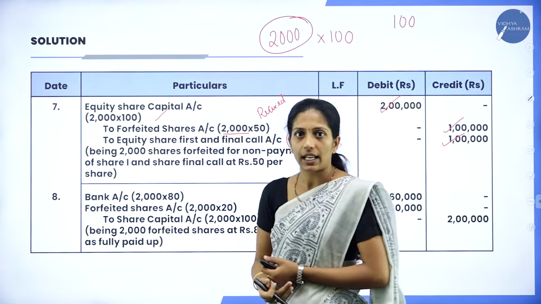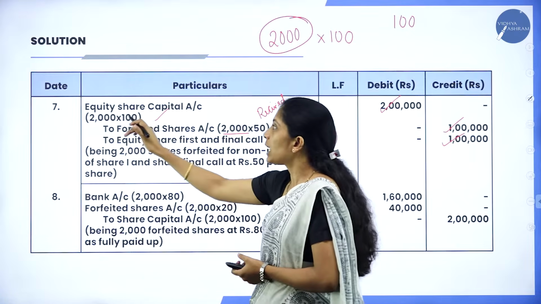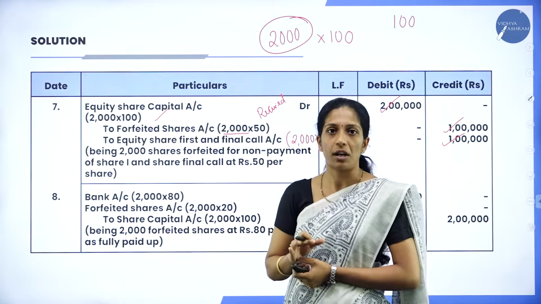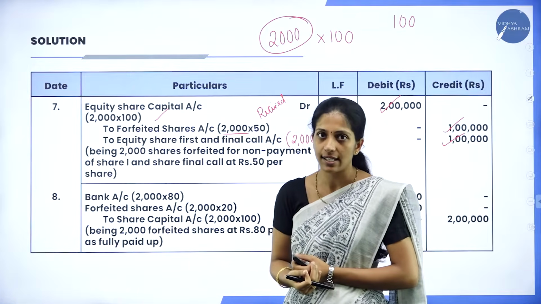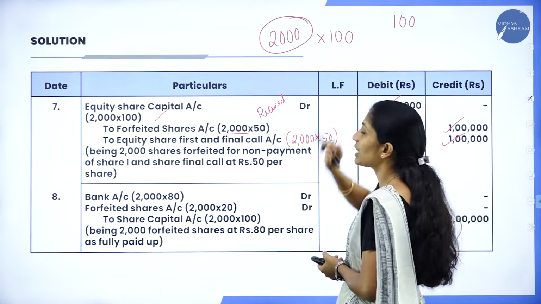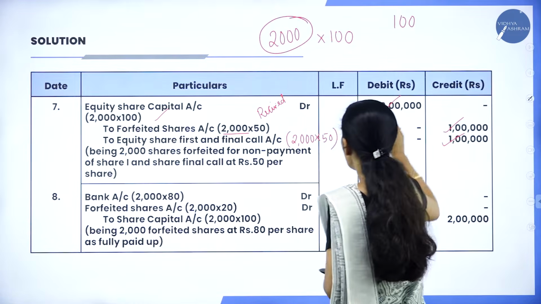So what is the entry for forfeiture? Equity share capital account. This is the entry for cancellation of shares. 2,000 shareholders have not paid the call money, so we are going to cancel their shares. How much amount did we have to get? 2,000 into 100, that is 100 per share. So 2,000 into 100, that is 2 lakh.